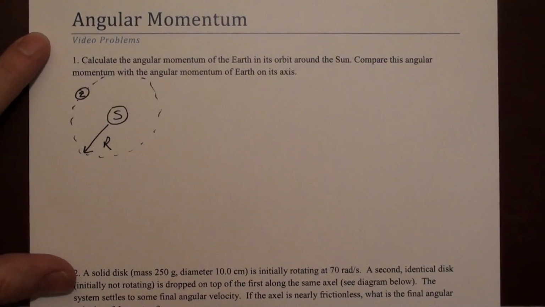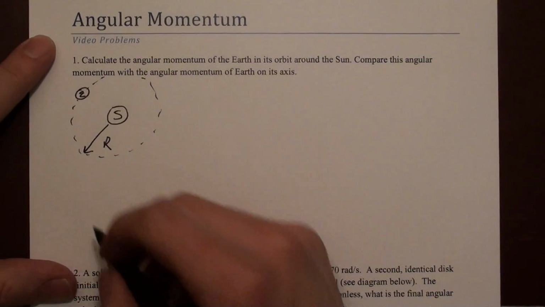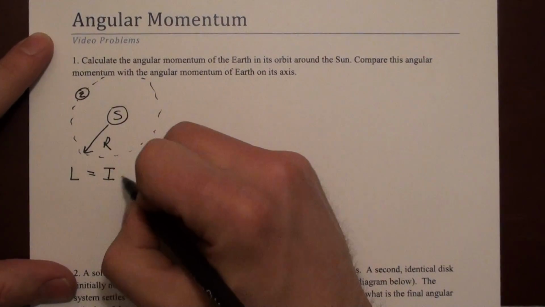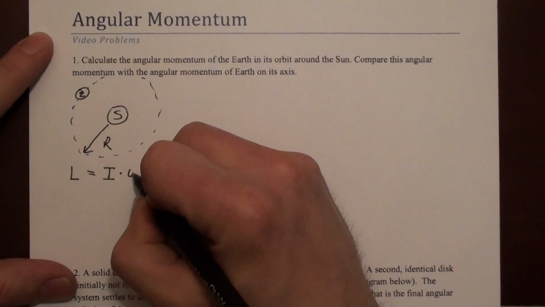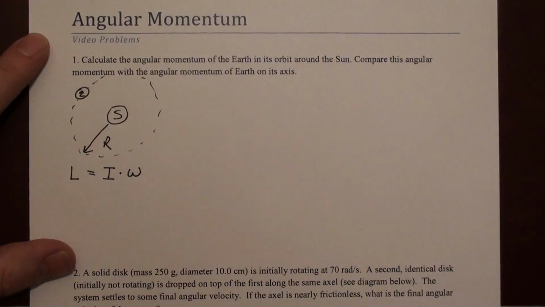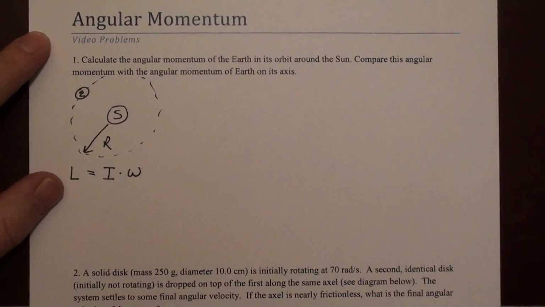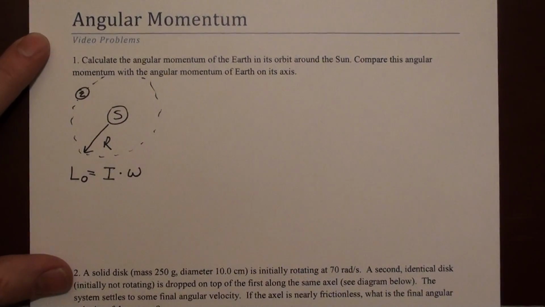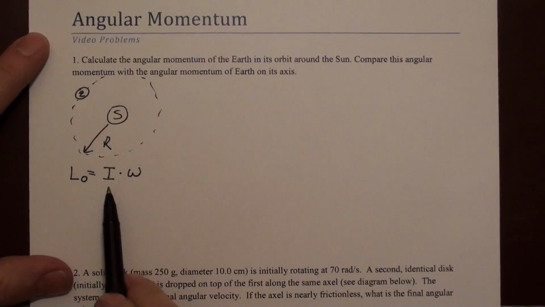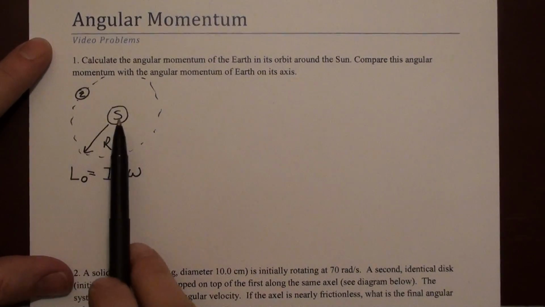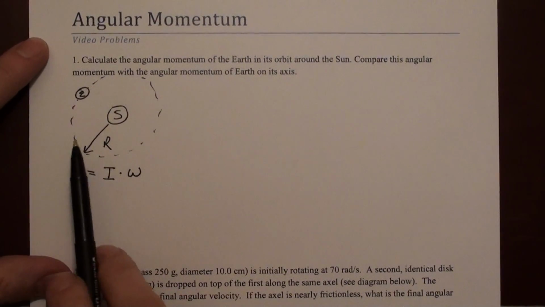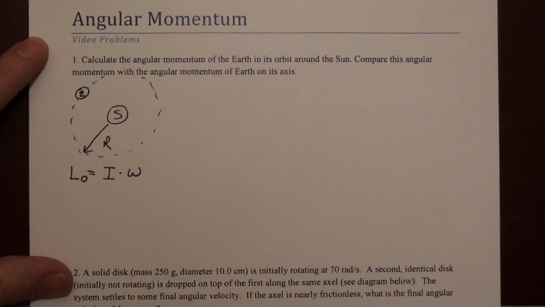Remember that angular momentum is L, and it's defined for a rotating object as the moment of inertia times the angular velocity. We're finding the angular momentum due to orbit, so I'm going to call this L sub O. Then we need the moment of inertia for the Earth as it's rotating around the Sun, and the angular velocity of the Earth as it's orbiting the Sun.